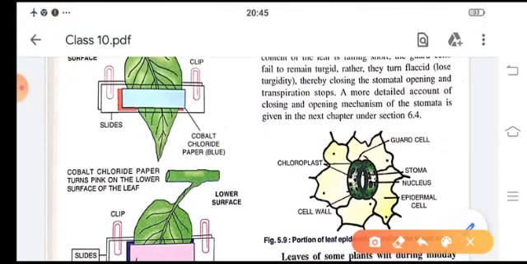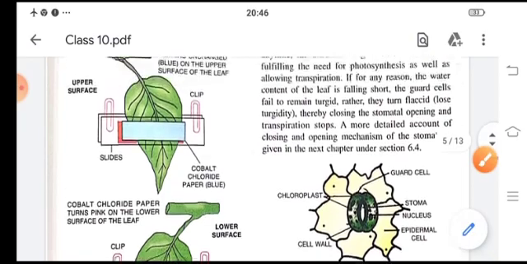Then on the undersurface of the leaf we put cobalt chloride paper with the help of a clip, and on the upper surface of a leaf we also provide cobalt chloride paper with the help of a clip, and we have left this experiment in sunlight for a few hours.